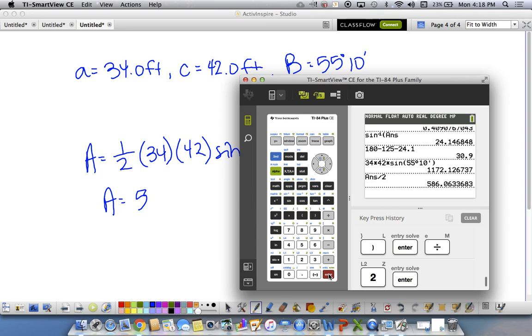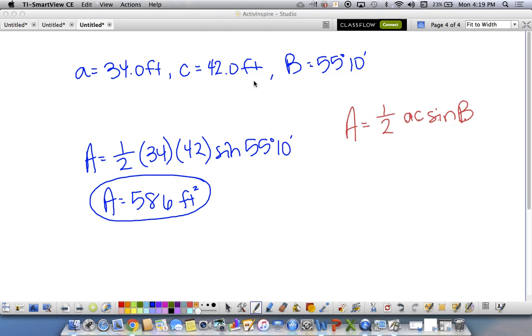586 feet squared. And that's our three sig figs. That's it. If you're given two sides and an angle in between, you can find the area that way.